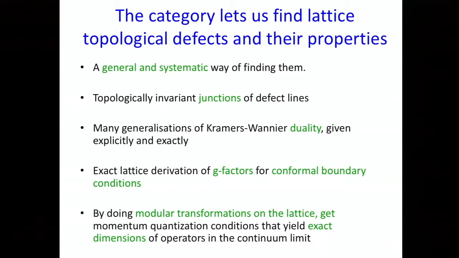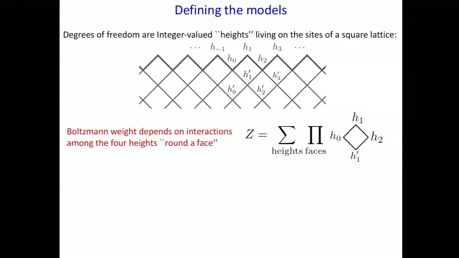And in fact, we can even push it further. We can do modular transformations. And then there's a trick, again, that lets you get exact dimensions of operators. So I think it's really remarkable. These are purely lattice calculations. They're exact, they're rigorous, but they yield numbers that, if you believe the continuum limit exists, must give the correct numbers for the corresponding field theory. And it doesn't have to be critical, by the way. Most of the examples I'll use are critical, but these topological defects exist in many theories, and most are not critical.